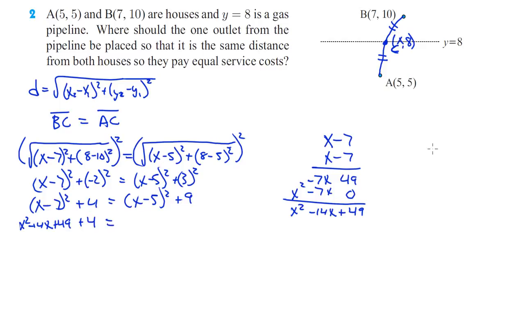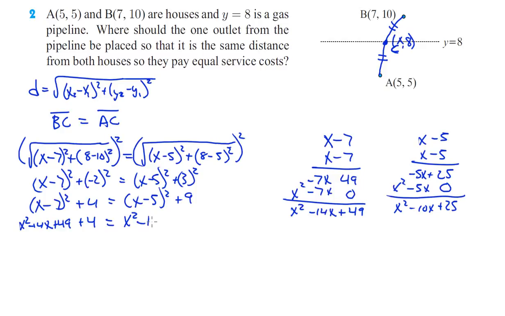And then on this side here, we've got x minus 5 times x minus 5. Negative 5 times negative 5 is 25. Negative 5 times x is negative 5x. 0 in to hold the spot. X times negative 5 is negative 5x. X times x is x squared. So we get x squared minus 10x plus 25. So we get x squared minus 10x plus 25 plus 9.